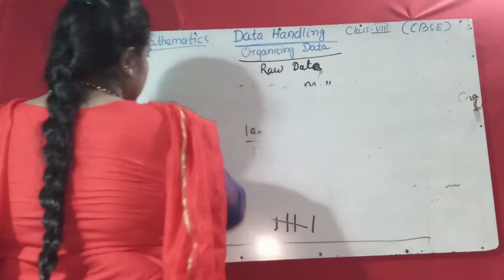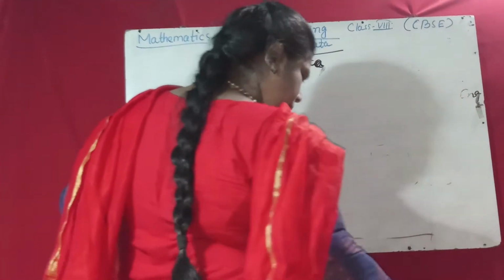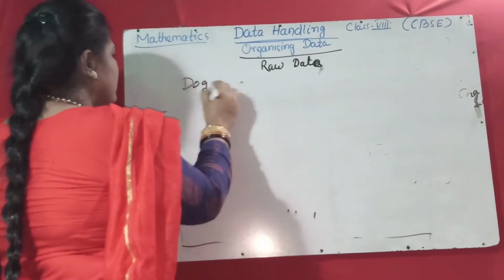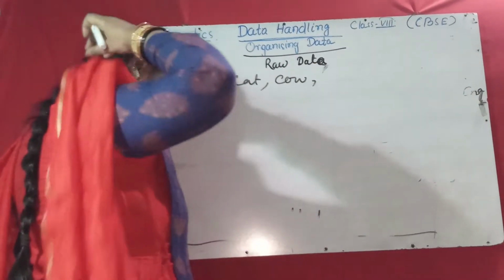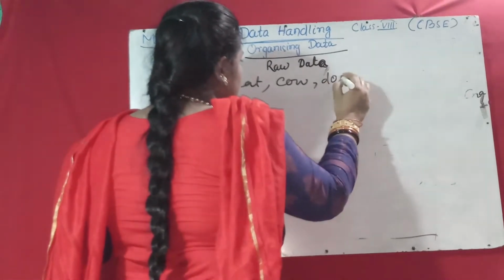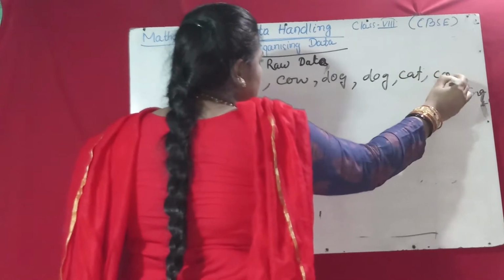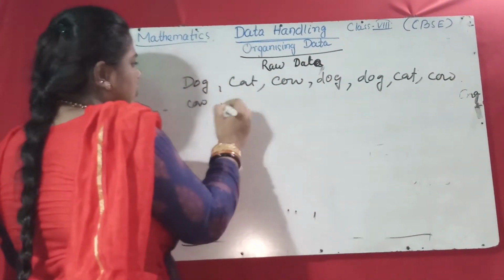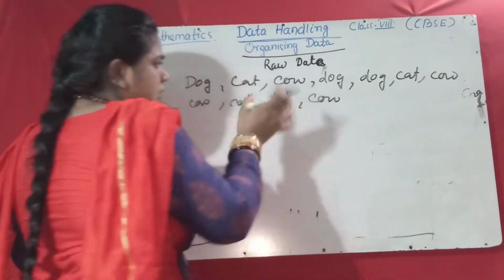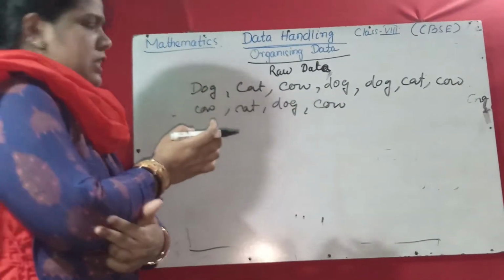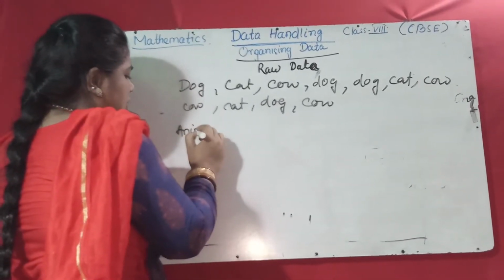Another example: suppose dog, cat, cow, then again dog, cat, cow, again cat, dog, cow, like this. Suppose these animals are liked by the students. So same thing: subject, animals' names.